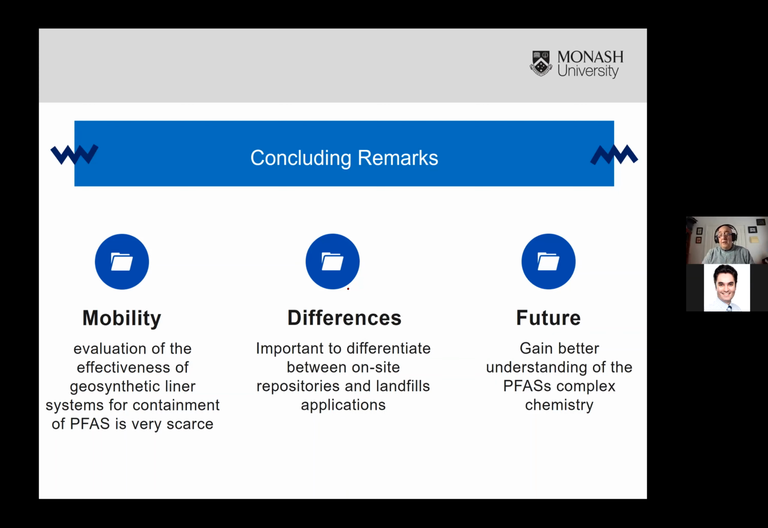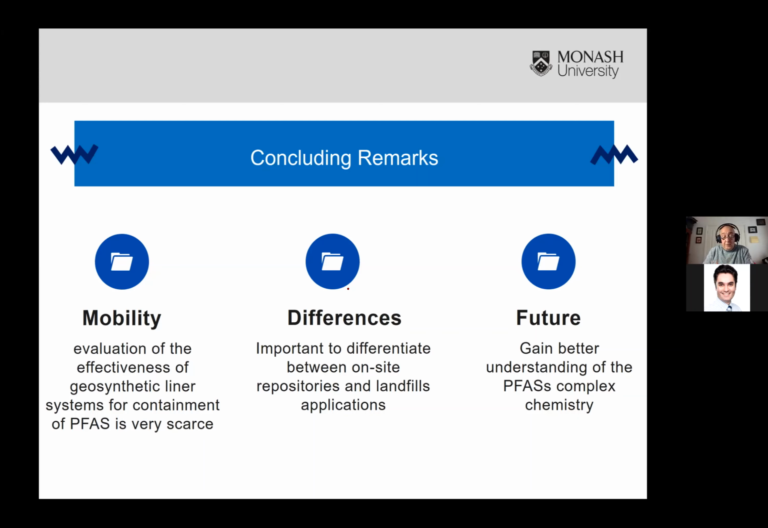Now, if you are an on-site repository, PFAS is not on its own. It's going to be mixed with hydrocarbons and so forth. So you will have partitioning taking place with water, the air, as well as your NAPL, and it makes the whole thing quite complicated. So there is certainly a need to focus a little bit more on that.